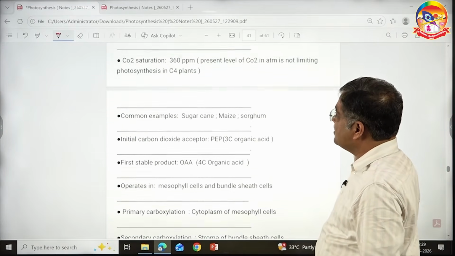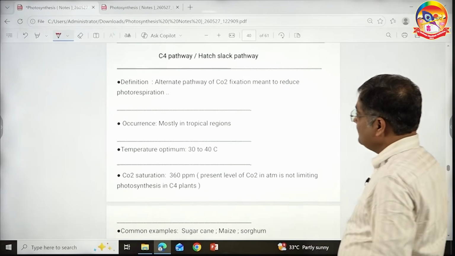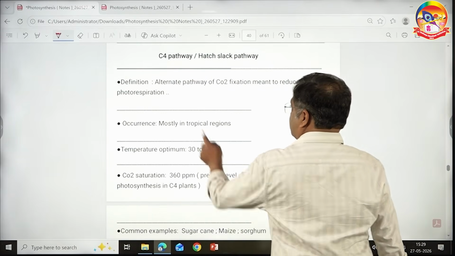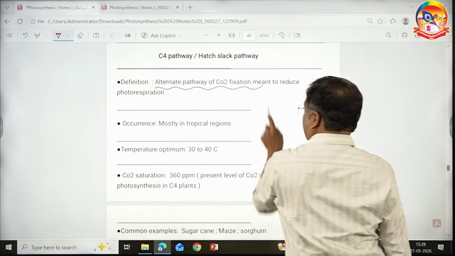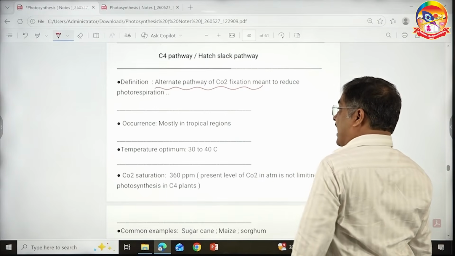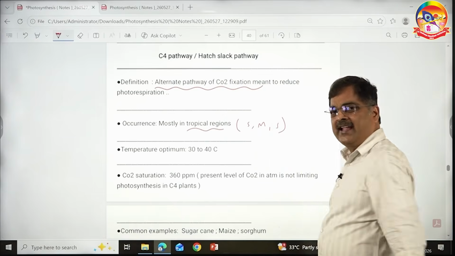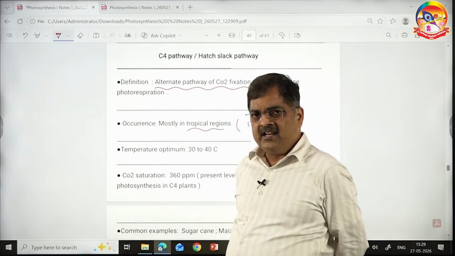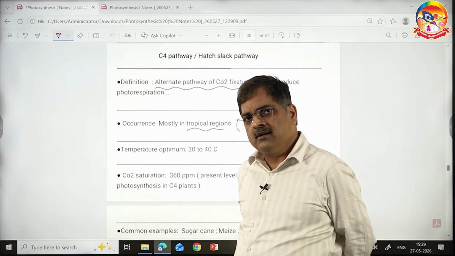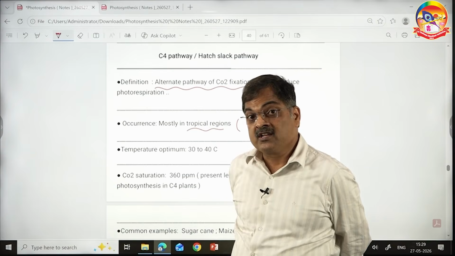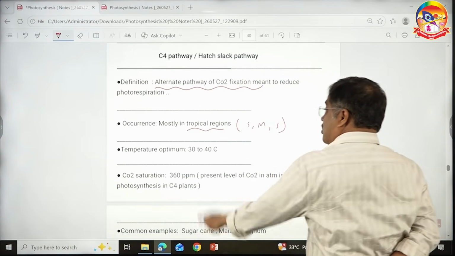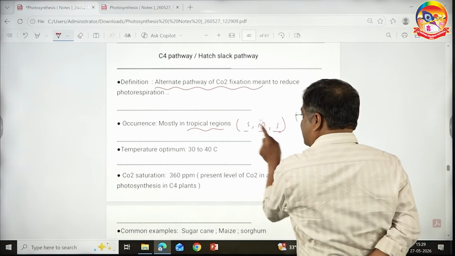Just we'll see about C4 pathway. Hatch-Slack pathway. Definition: it's an alternative pathway of carbon dioxide fixation. Occurrence: in tropical SMS, sugarcane, maize and sorghum. Is it seen in India more or America? Mostly India. India is what? Subtropical. So therefore, tropical or subtropical is sugarcane, maize and sorghum.